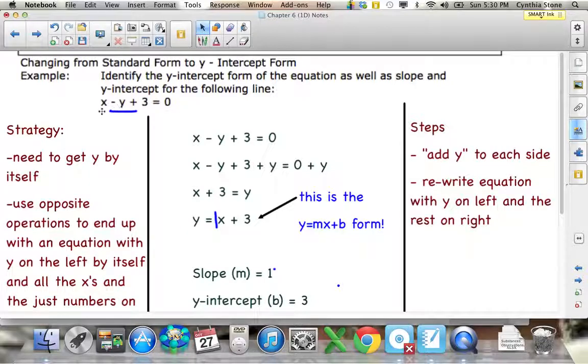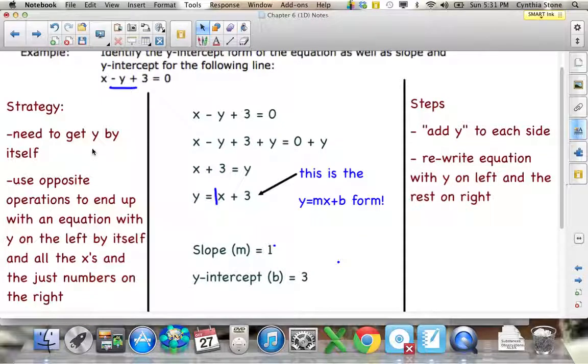Again, it doesn't look exactly like that one, but it just means that a is 1, b is -1, and c is 3. Looking back to that standard form, it says identify the y-intercept form of the equation as well as the slope and the y-intercept itself. So it's a big thing, and first I'd like you to write down what I have on the left here. You can see I kind of broke it up into 3 columns.